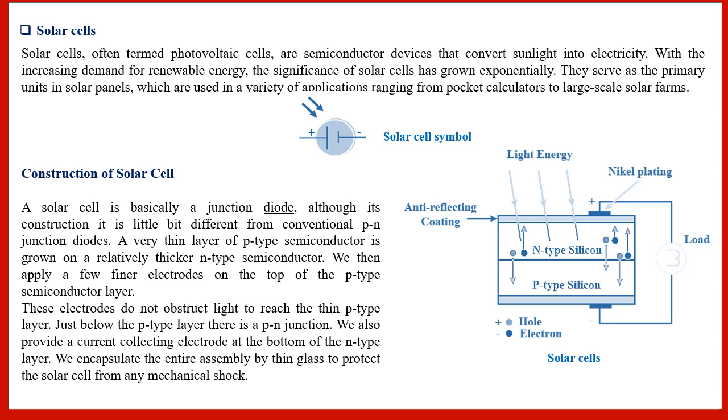The construction of a solar cell can be seen in this figure, where we have a p-type silicon layer on one side and an n-type silicon layer on the other side, which are coated with metal coating layers. We have one coating here and the other coating here, and these coatings are anti-reflecting coatings. These electrodes do not obstruct light from reaching the thin p-type layer. Just below the p layer there is a p-n junction, and there is also a current collecting electrode at the bottom of the n layer.